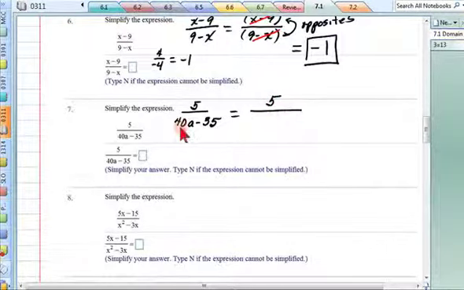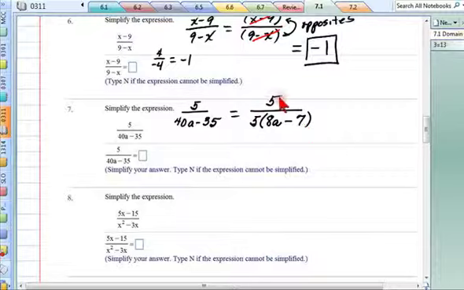Can you factor the denominator, 40a minus 35? What's the first thing you look for in factoring? Greatest common factor. Is there a common factor between 40 and 35? And it is 5. If I divide 5 into 40a, it goes 8a times. And if I divide 5 into 35, it goes 7 times.